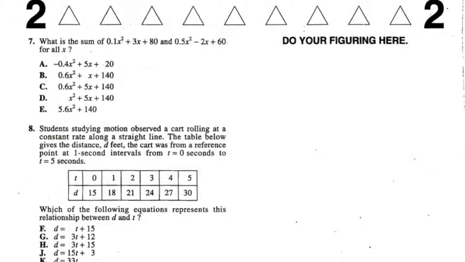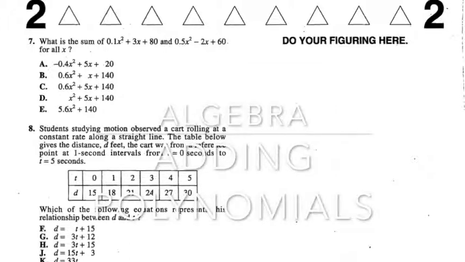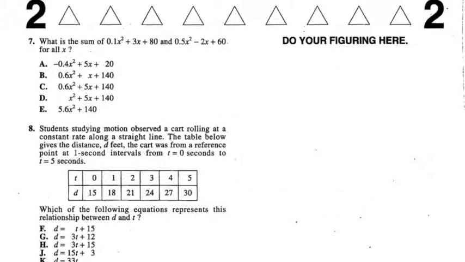Now, number 7, this is an algebra question, and it deals with adding polynomial expressions. So what we want to do is go step by step. We want to add those two, because it's asking what is the sum of these two polynomials. The first thing we'll do is add these two together, so that would be 0.1 x squared plus 0.5 x squared. So we're adding the terms with the same variables. And that would be 0.6 x squared.